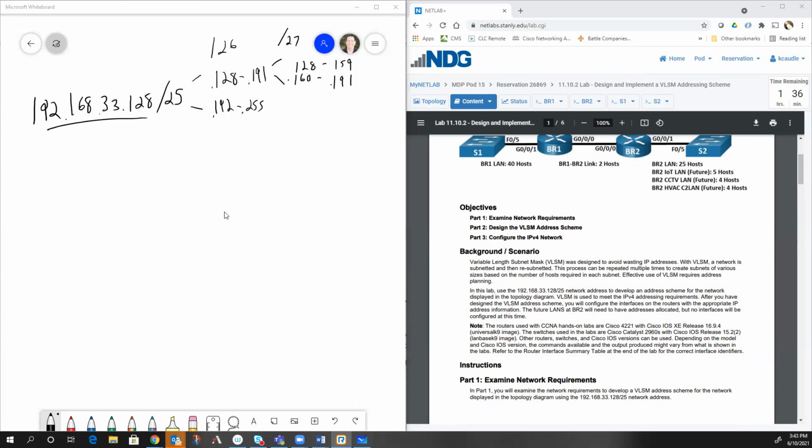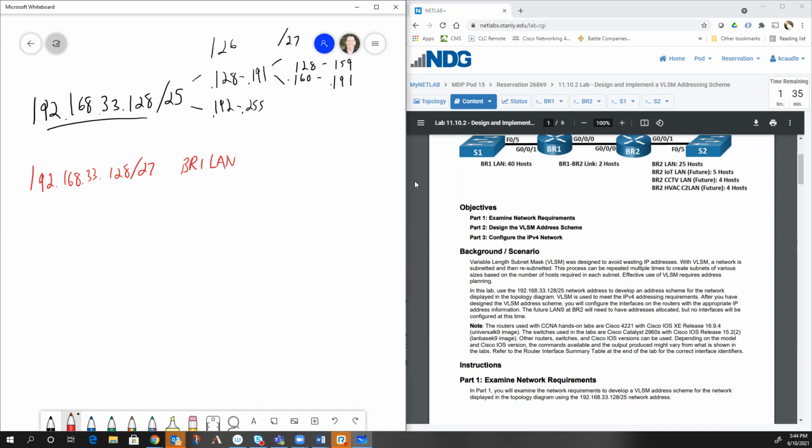I'm not going to touch it. By rule, what Cisco wants us to do, Cisco wants us to pull this network out right here. So Cisco says, if you follow what the curriculum says, we would pull out 192.168.33.128/27 for our network of 40 hosts. And actually, you can't go any smaller than that, because if you go to /28, there's only 14 hosts per subnet. This is 30 hosts per subnet. So we'd pull that out, and this would be the network used for BR1 LAN.